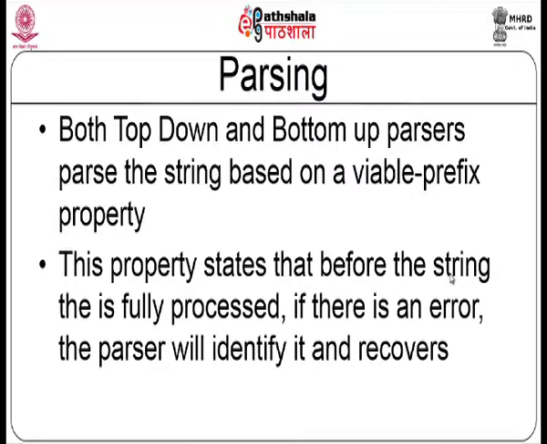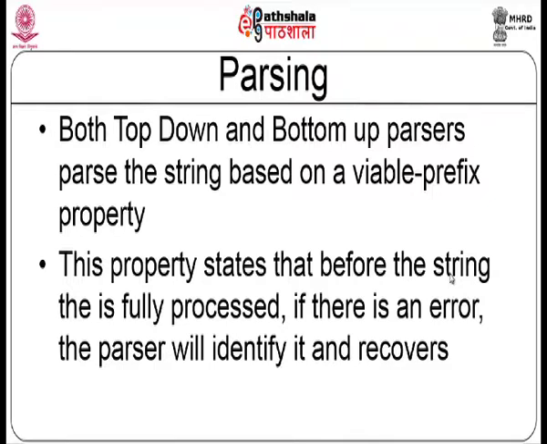Both the top down and bottom up parsers parse the string based on a property called the viable prefix. Viable prefix means that, given a particular grammar construct, a prefix of a string can be validated for correctness or incorrectness. If the prefix itself is incorrect, I will stop my parsing and start recovering, going to the next character, and keep on recovering to look for the correct prefix that matches a particular grammar.